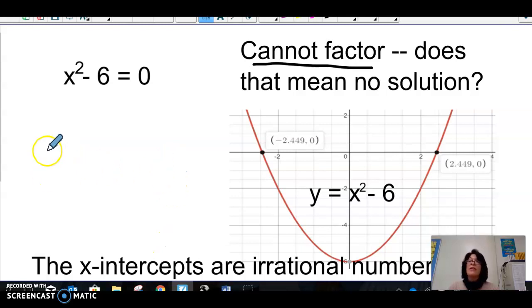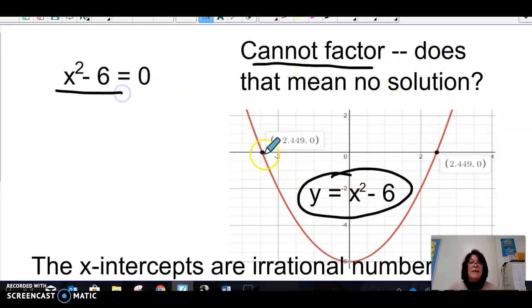This week, we're learning a new method. It does not mean that there are no solutions. Look what happens when I graph y equals x squared minus 6. It crosses at about 2.5, it looks like. I mean, this is rounded off. 2.5 and negative 2.5. Those are just decimal approximations, okay? So these x-intercepts are actually irrational numbers.